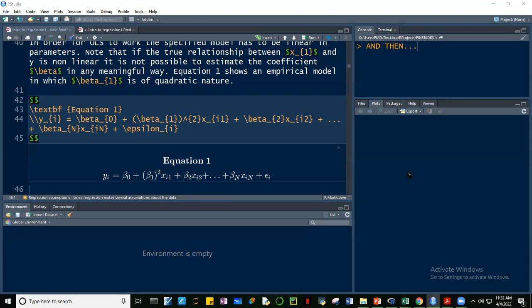Linearity of the data. That's where we look at the relationship between your independent and your dependent variable and the linearity of the parameters.